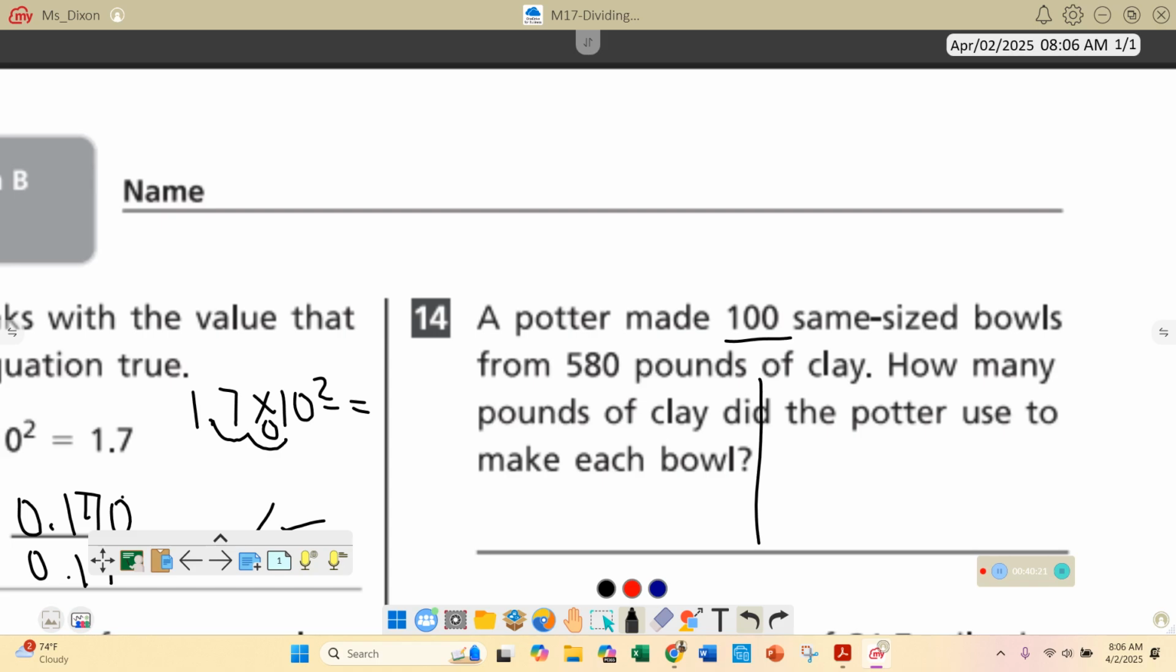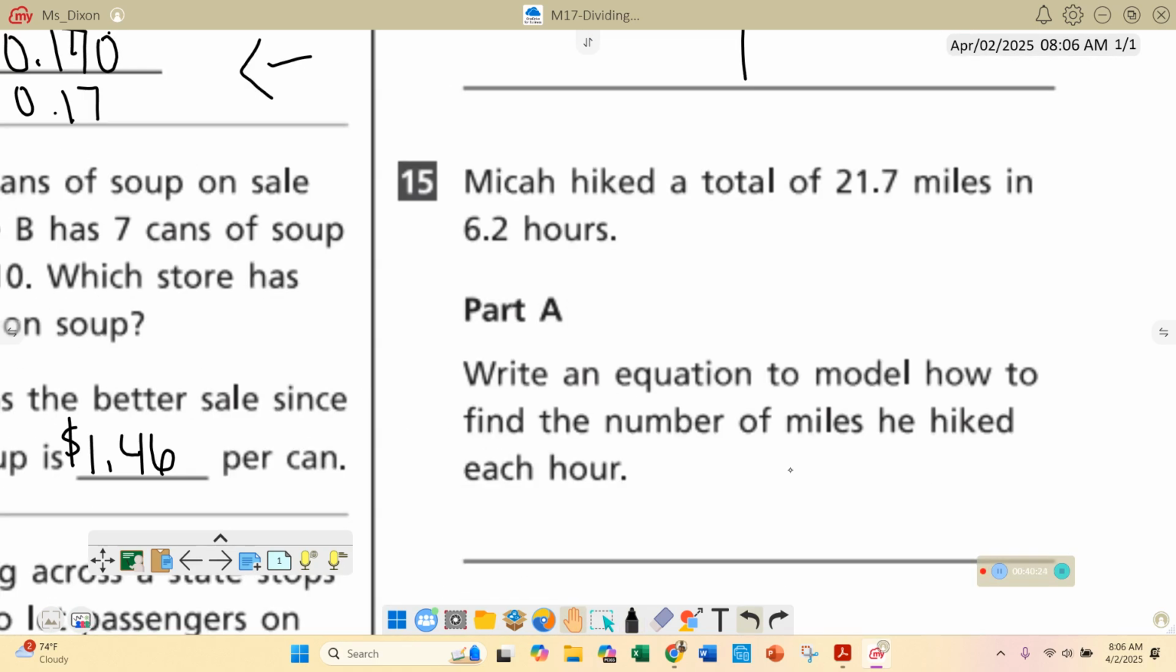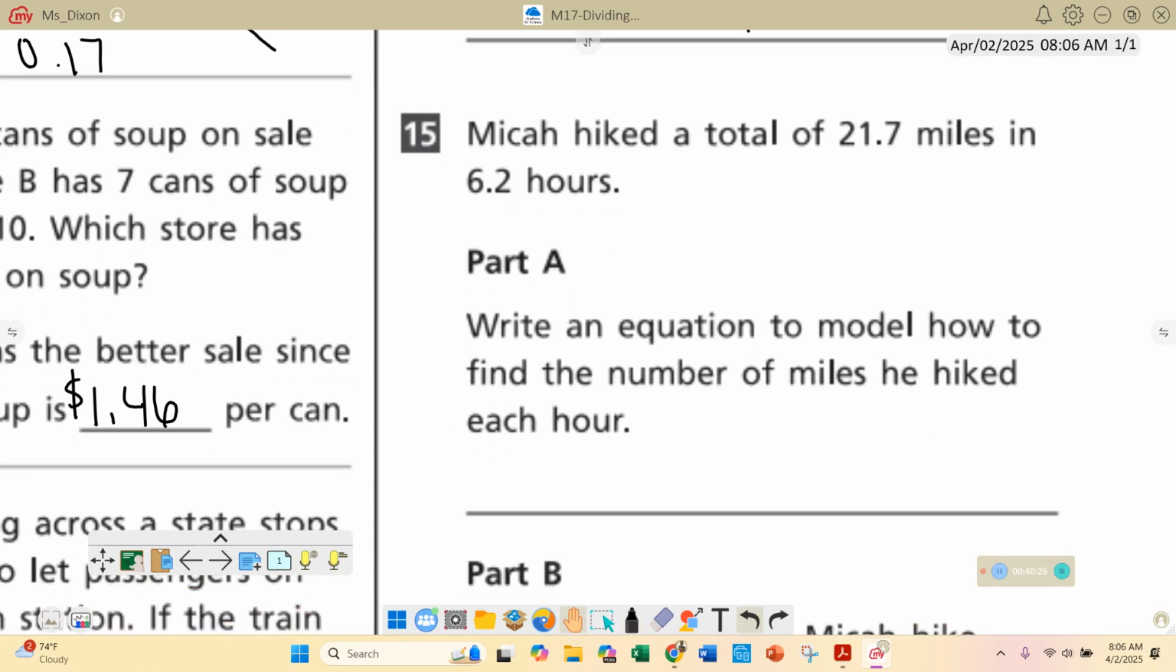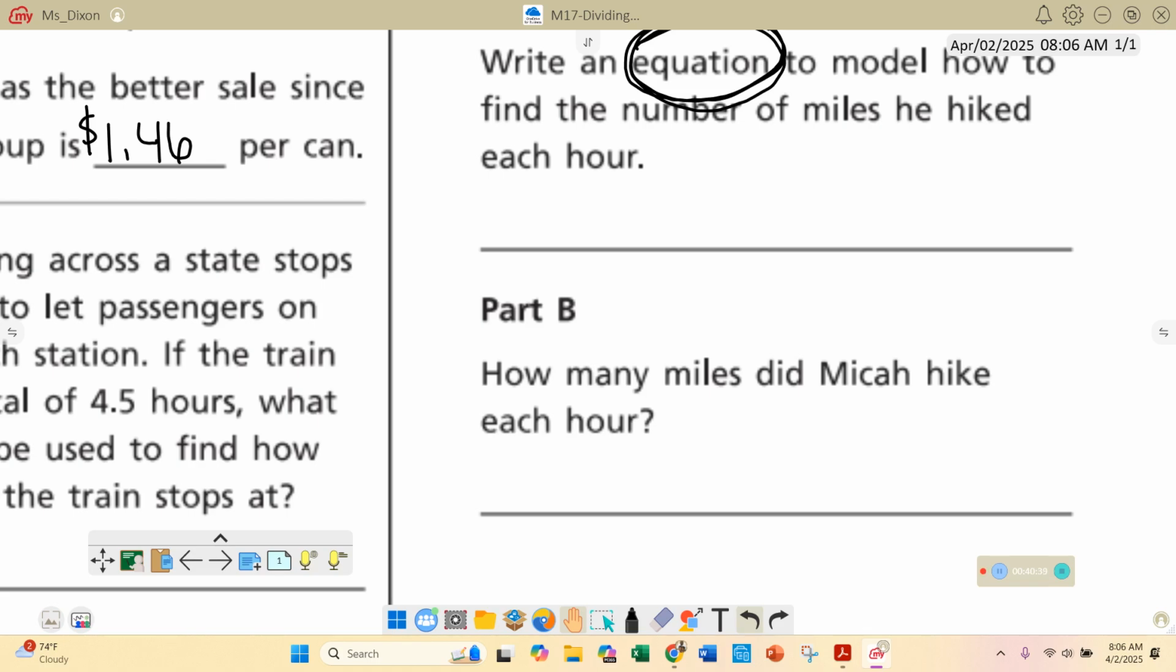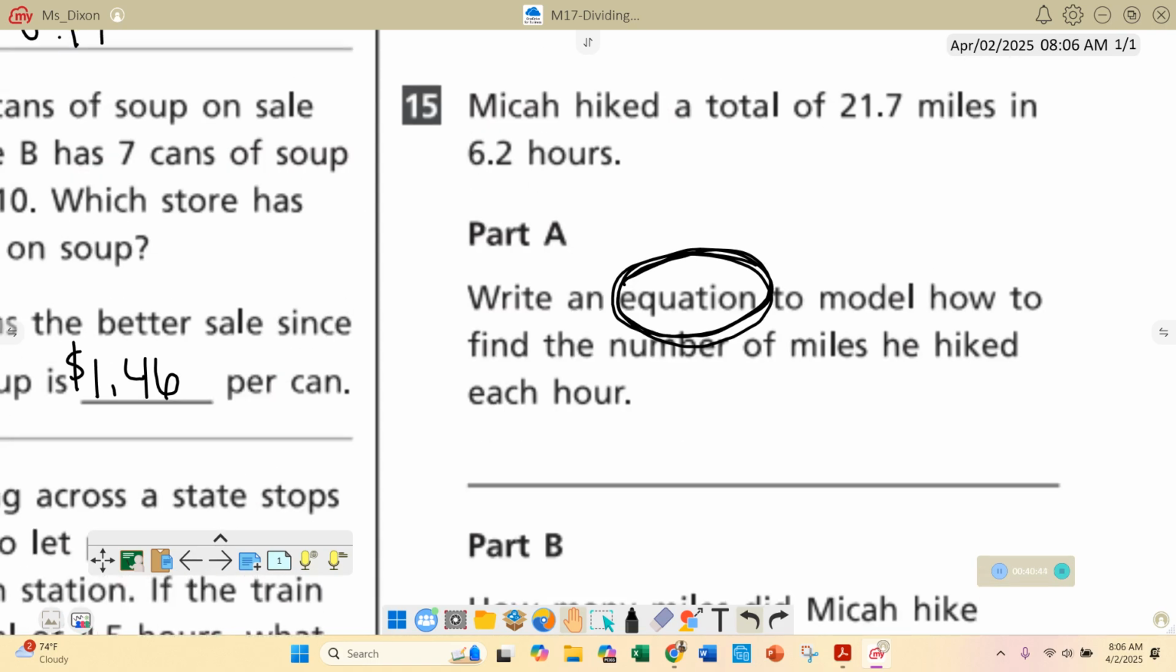For question number 15, pay attention to the fact that part A says write the equation, and part B says to solve or give the answer to the equation. For part A, I will be accepting variables as your answer in your equation. But for part B, you do have to get the correct answer.